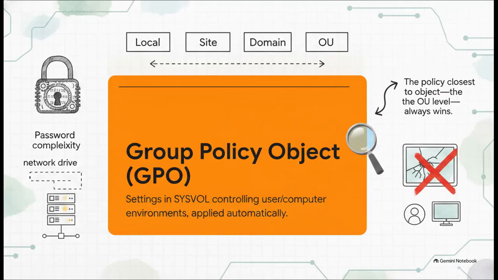And to govern those users, we rely on GPOs. Group policy objects are literally the laws of the land. They enforce password complexity, they map network drives, or they even force that mandatory corporate wallpaper on everyone's desktop. They follow a very strict processing order too. Local, then site, then domain, and finally OU. And the policy that is closest to the object, meaning the OU level, always wins.